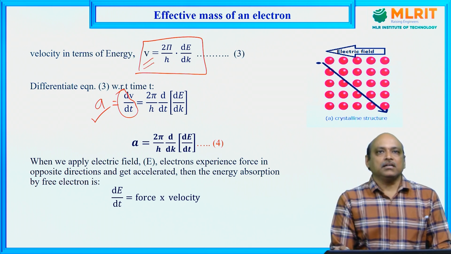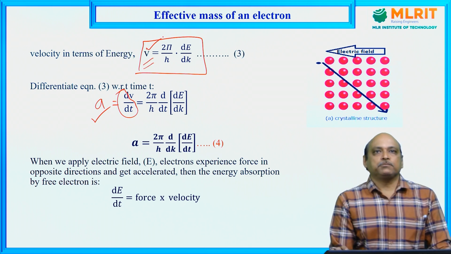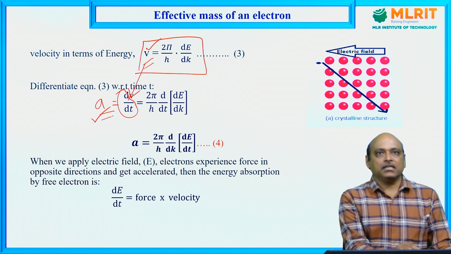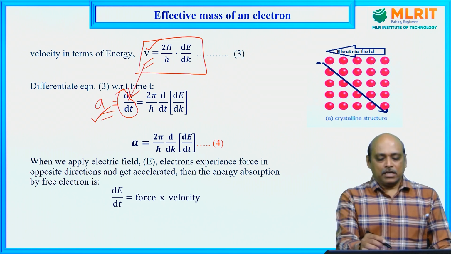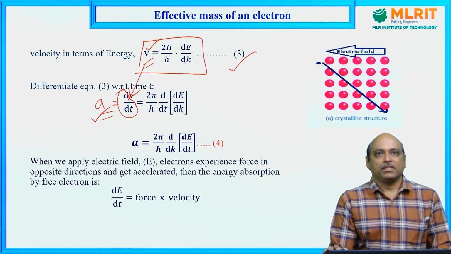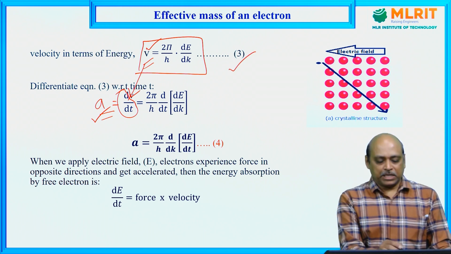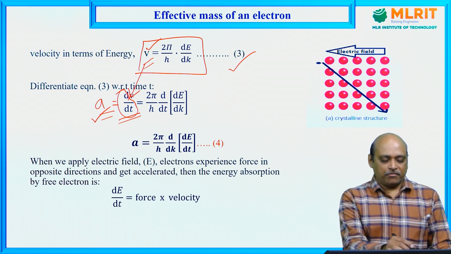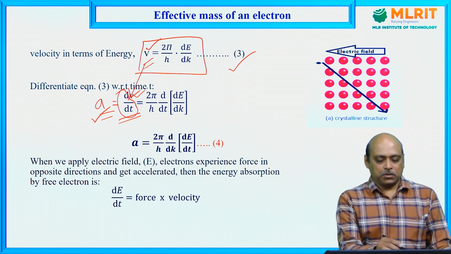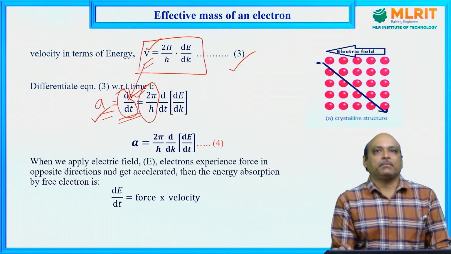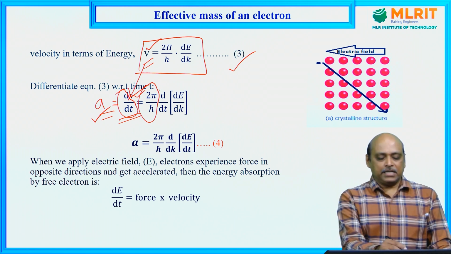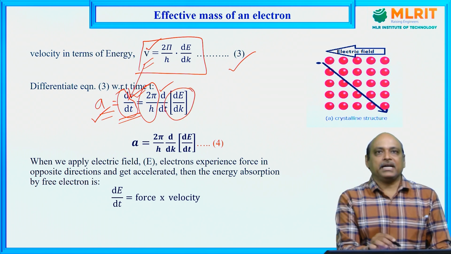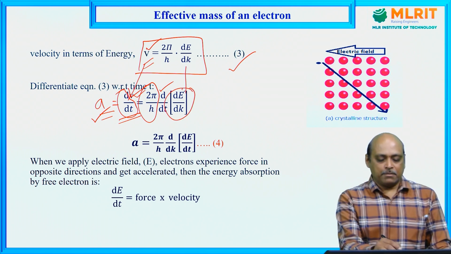It is nothing but V is velocity. With respect to time, if you differentiate that V value, then we are going to get the A value. Now the above equation, equation 3, if I differentiate with respect to t, I will get the A value. So d by dt of V I am writing, which is equivalent to 2 pi by h as it is, where d by dt is the differentiation with respect to t of dE by dk. Above whatever is there, I am writing as it is.